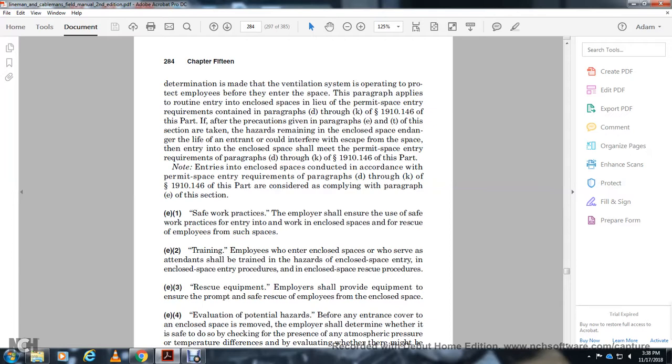Safe work practices. The employer shall ensure the use of safe work practices for entry into and work in enclosed spaces and for the rescue of employees from such spaces. Training. Employees who enter enclosed spaces shall be trained in hazardous enclosed space entry, enclosed space entry procedures, and enclosed space rescue procedures. Rescue equipment. Employers shall provide equipment that ensures the prompt and safe rescue of employees from the enclosed space.